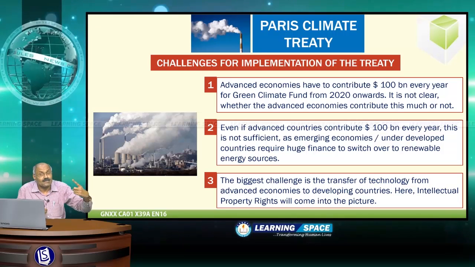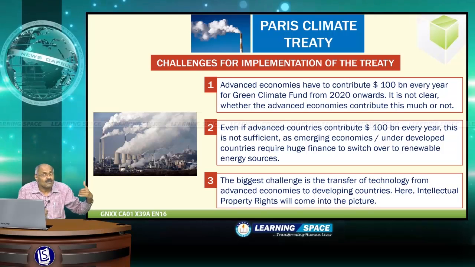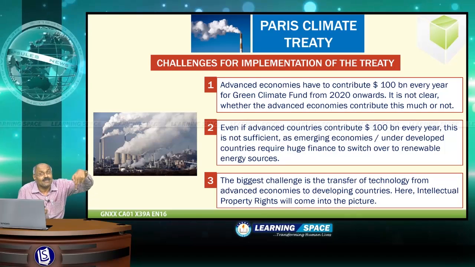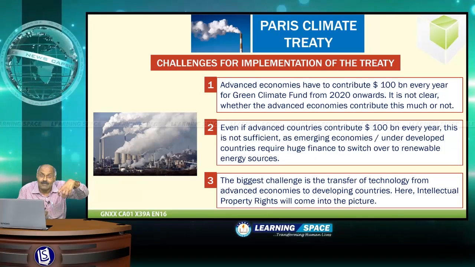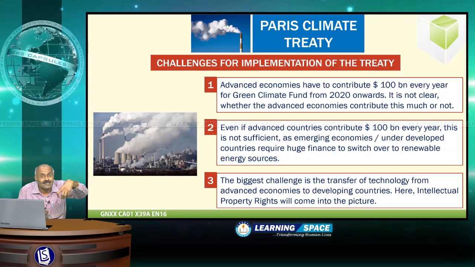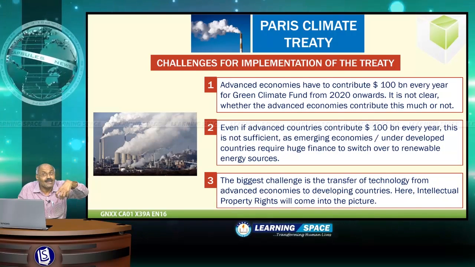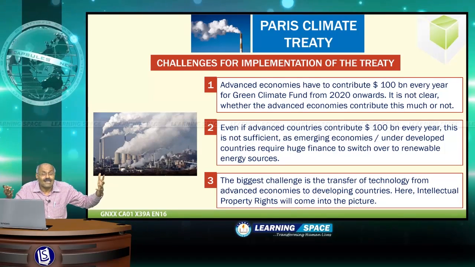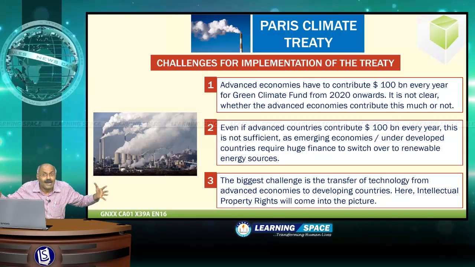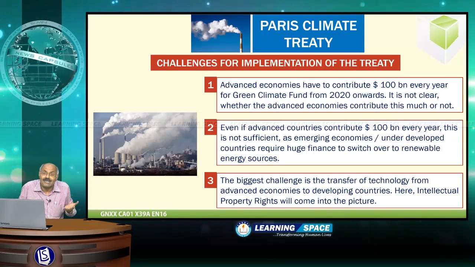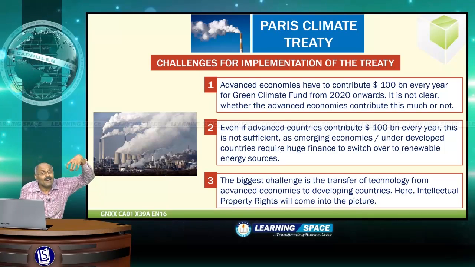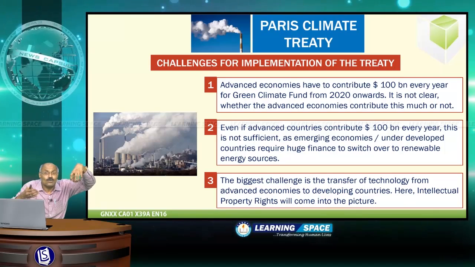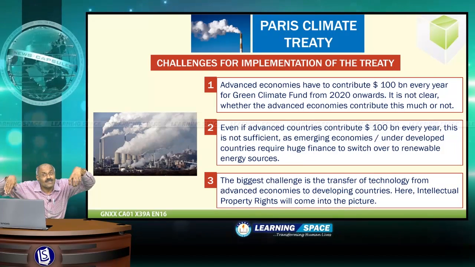First and foremost point is advanced economies have to contribute $100 billion per year for Green Climate Fund, and this Green Climate Fund will facilitate taking care of developing and underdeveloped countries because they require a lot of finance. Now developed countries have burnt enough fuel and developing countries are in the process of development, and Green Climate Fund is created to assist developing countries, underdeveloped countries to switch over to renewable sources of energy.